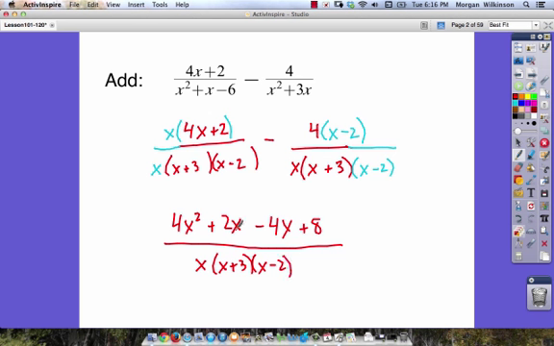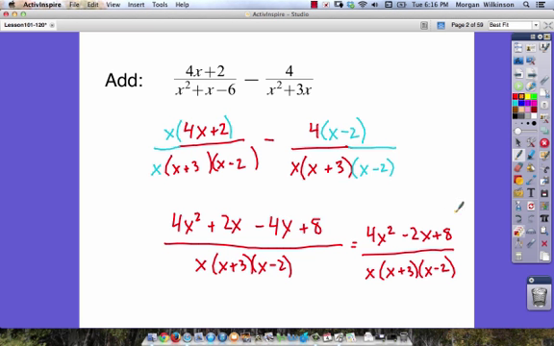We've got one step to simplify this numerator. Let's add our like terms here. And we're going to get 4x squared minus 2x plus 8 all over x times x plus 3 times x minus 2. And we're all done. We've got our final answer.